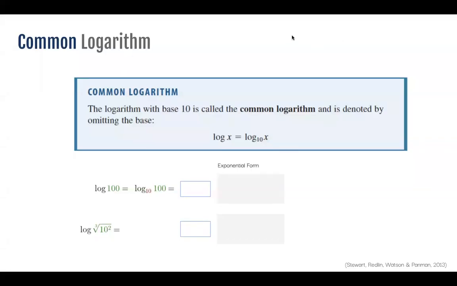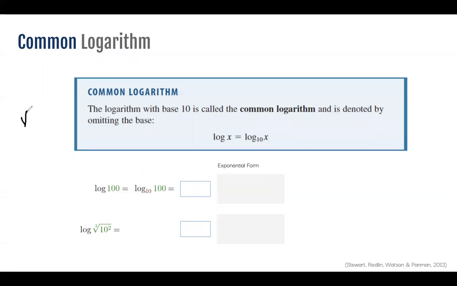Here, this is the common logarithm. On this one, you have to keep in mind that whenever there's not an explicit base written next to the logarithm, or if it is omitted, you need to assume that the base is 10.